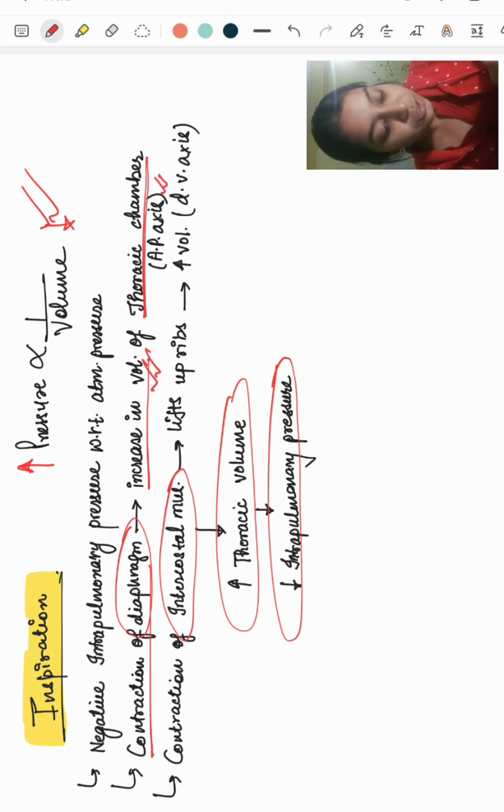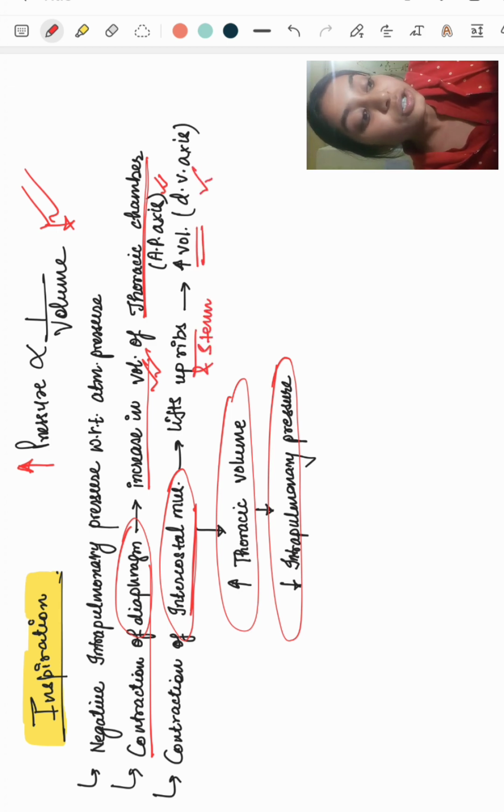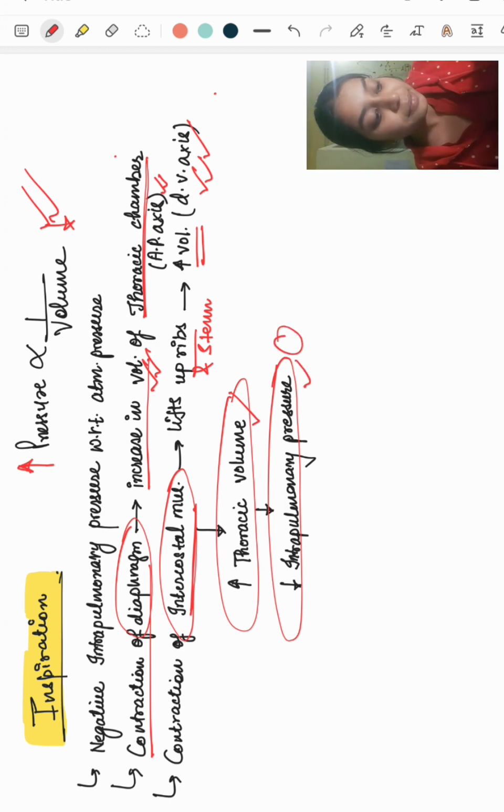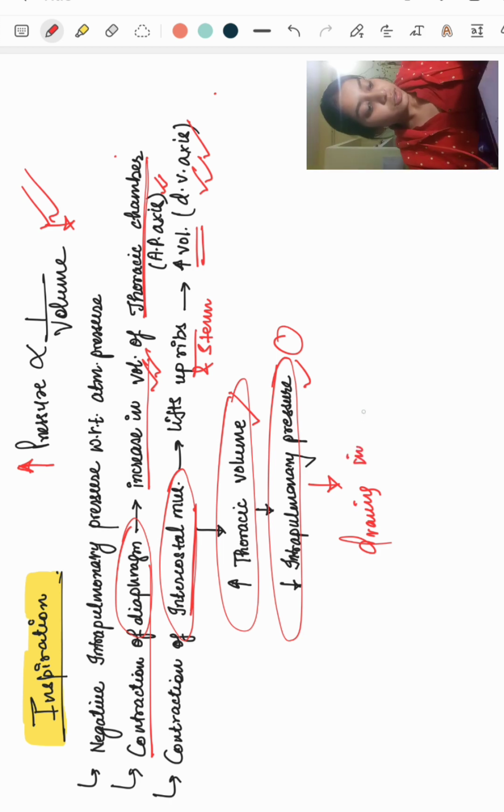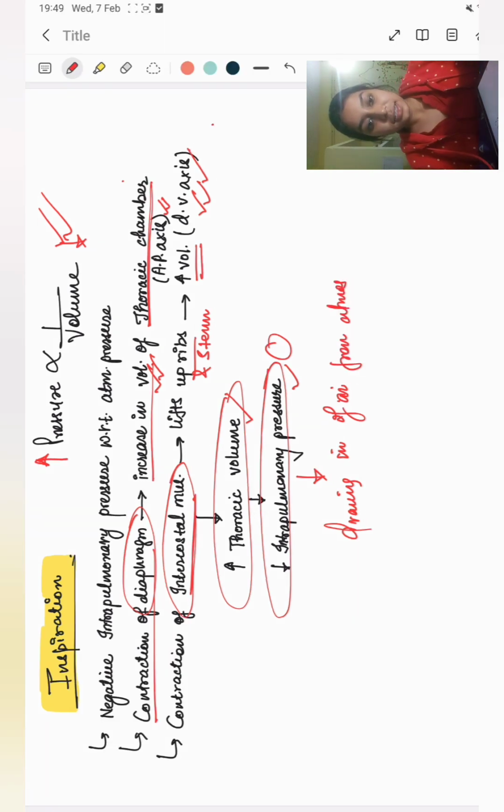Likewise, we have contraction of the intercostal muscles that lifts up the ribs and sternum and results in the increase in volume, but in the dorsoventral axis. These two processes lead to the increase in thoracic volume plus decrease in the intrapulmonary pressure, which leads to the drawing in of air from the atmosphere, which results in the inspiration.